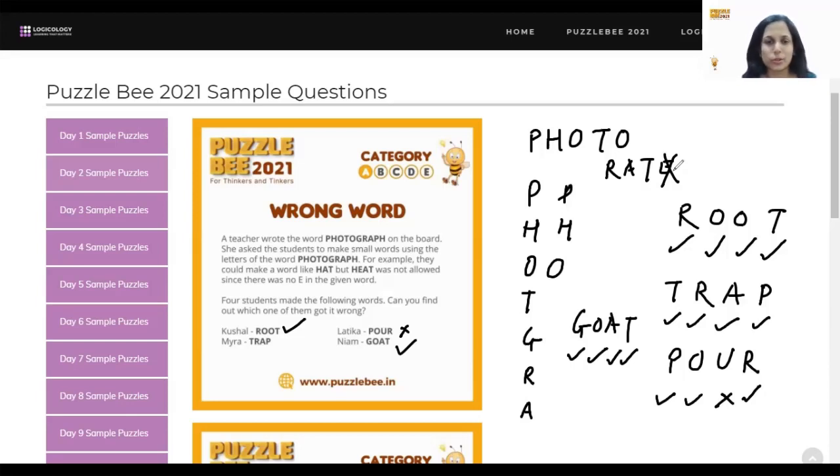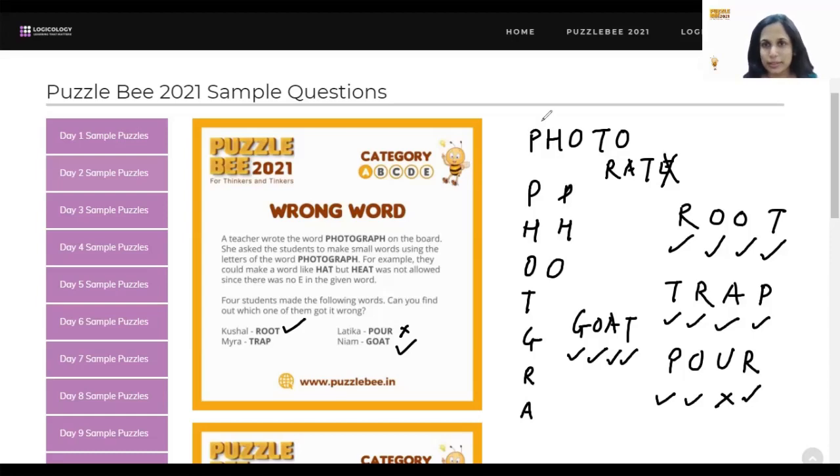Okay, so that's it for wrong word. The right answer here was pour. Okay, so it was actually the wrong word, but it was the right answer. All right, so we'll see the grade 1 and 2 kids again for day 3 sample solutions. But until then, let me move to the next two puzzles for today.